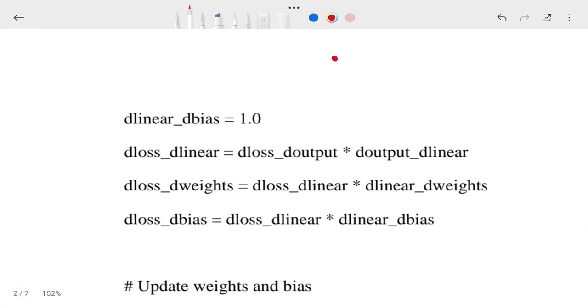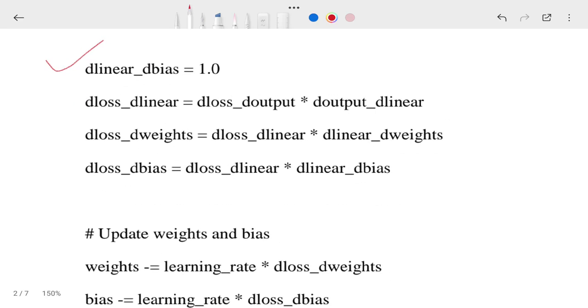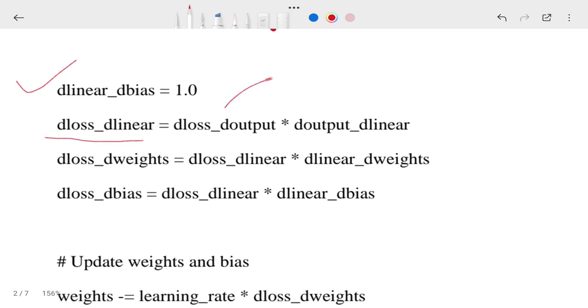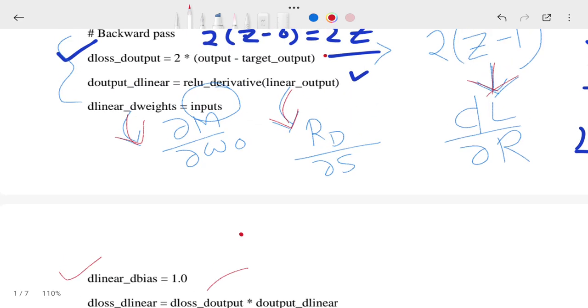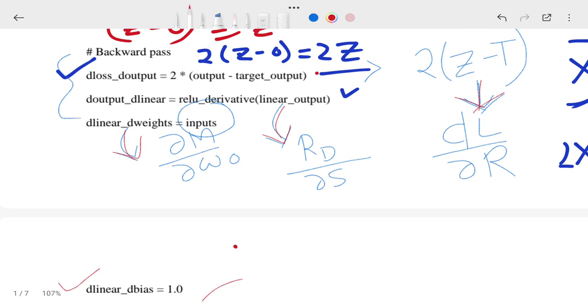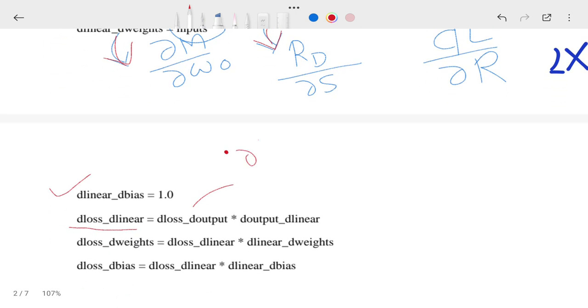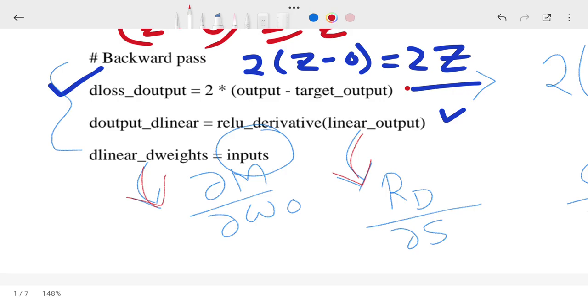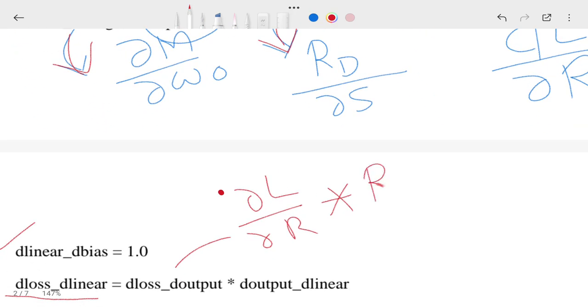Now you can see the bias. One thing is very important. The bias is all time 1. Okay, leave it. You can also update the bias. Now here you can see what we have written. I am writing d loss upon d linear. I have written d loss upon d output. D loss upon d output means this is dL upon dr. After then I multiply d output upon d linear. What is this? This is the ReLU derivative with respect to s. Done. The meaning of this.